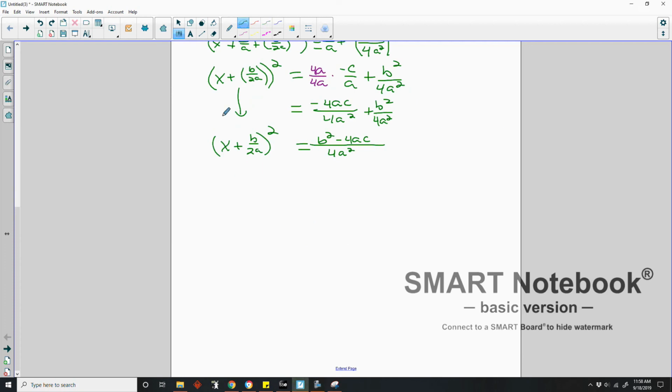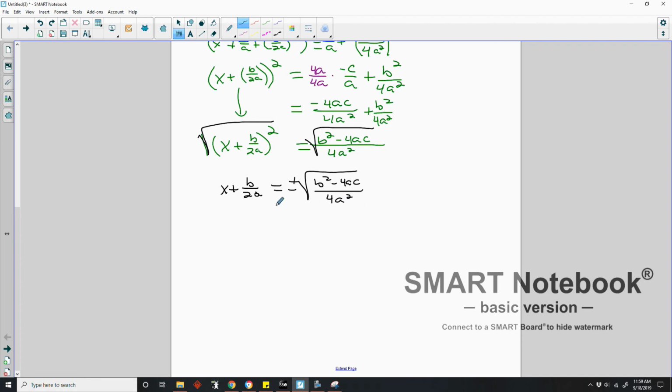Now we want to take the square root of both sides. Since we have a perfect square over here, I want to take the square root of both sides. So that is going to leave me with x plus b over 2a, and that squared is going to cancel from the square root, and that is going to equal the positive or negative square root of b squared minus 4ac over 4a squared.